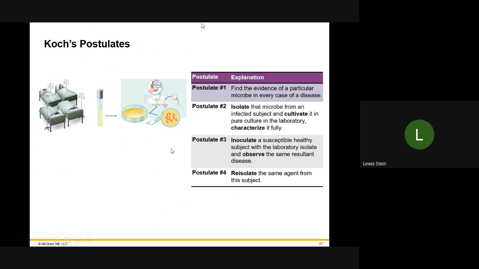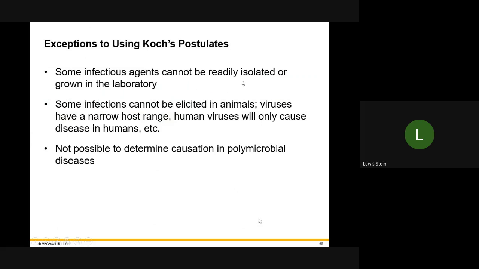They call them molecular postulates. Isolate, cultivate, characterize it, inoculate, not that you're going to inoculate people with it, and then re-isolate it secondarily. They frown on that. Okay, we can't grow them. Syphilis, number one on that break. We can find it, we can identify it, we can't grow it in the laboratory. It's highly, highly fastidious.